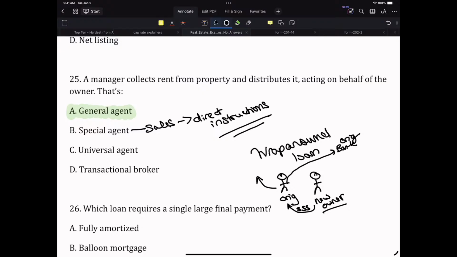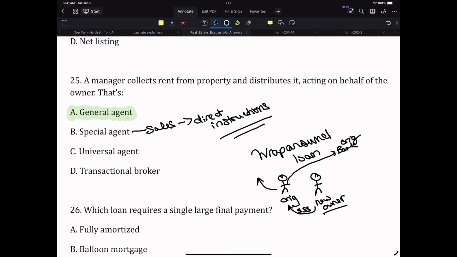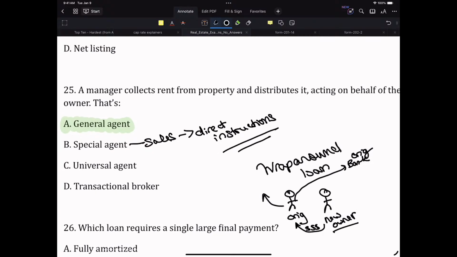Is a universal agent the same as an attorney in fact? Yeah. So attorney in fact is going to be the same as, like, a power of attorney.